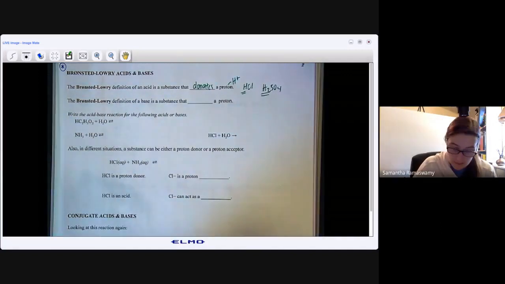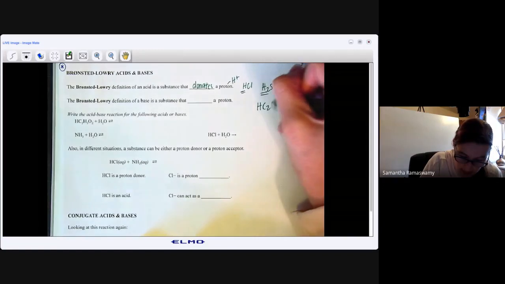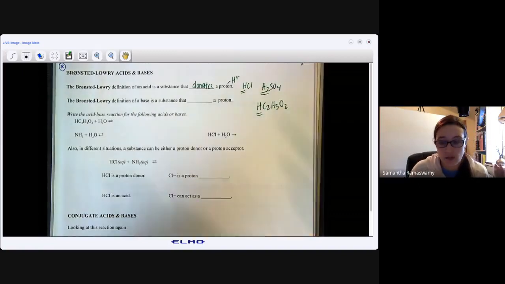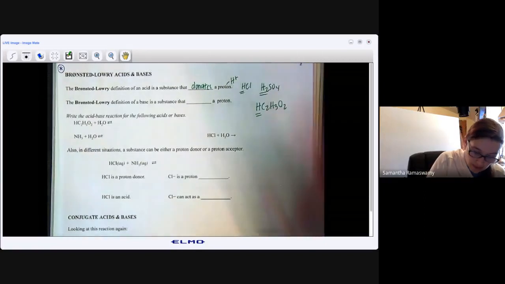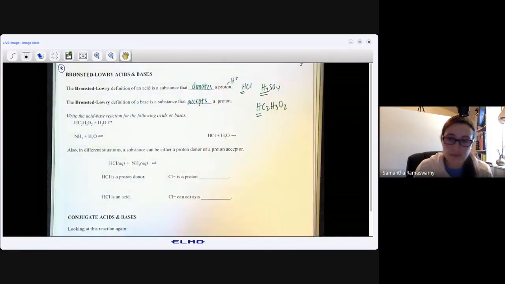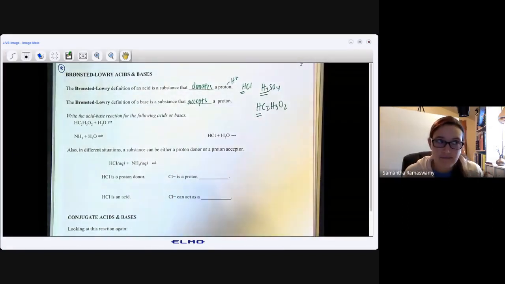Even a weak acid like acetic acid, even though it's weak, still has that H+ that it could donate. So the definition of an acid is that it donates a proton. The Bronsted-Lowry definition of a base is that it accepts a proton. When you're looking at an acid-base reaction, you look from the left to the right and see what has to happen for this reaction to occur.